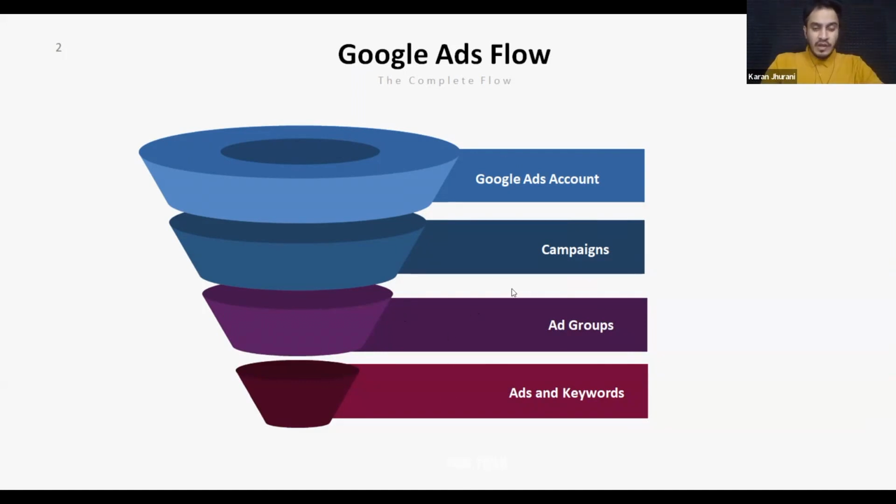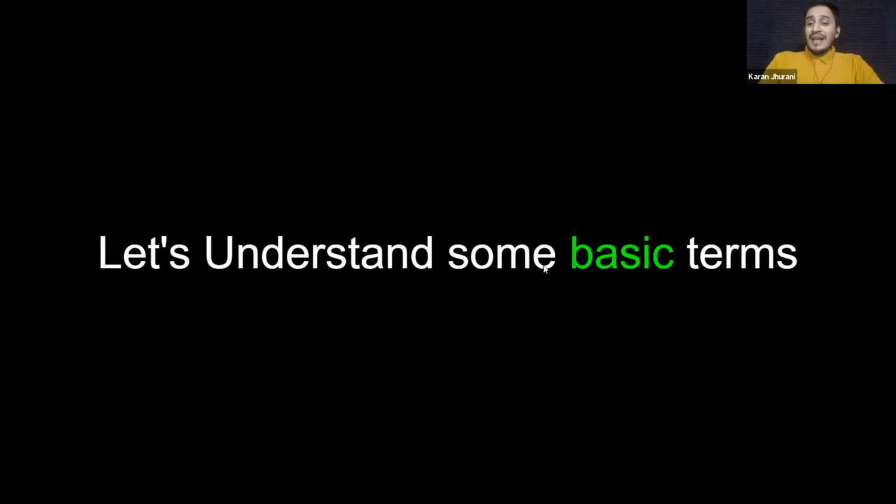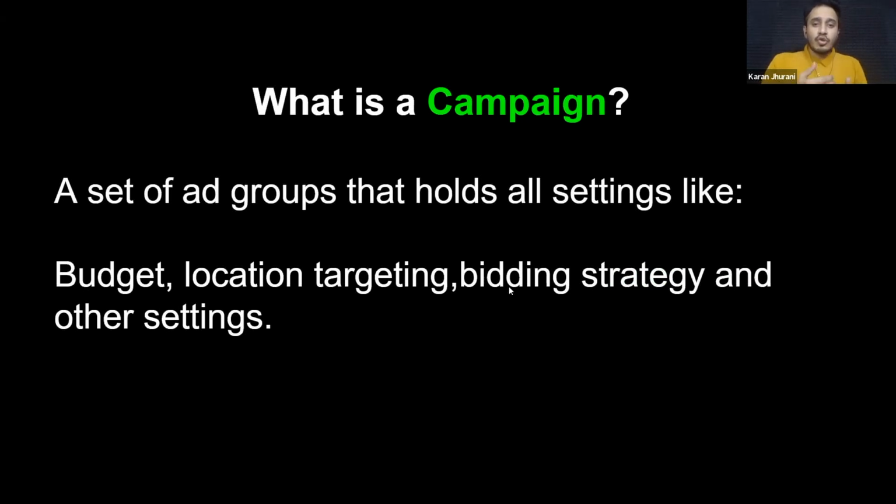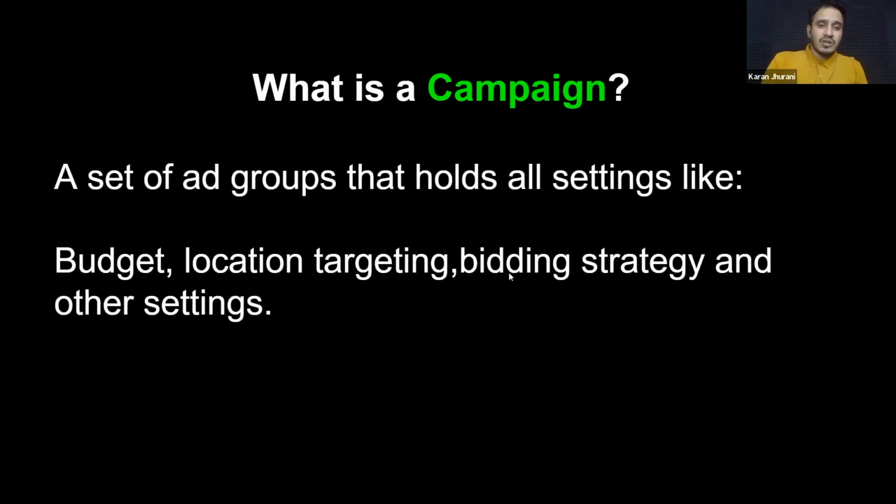Right, perfect. So let us understand some basic terminology before we go ahead and understand the research. The very first thing, as we discussed, is the campaign. A campaign is nothing but something which holds all these things, right? It holds all the settings like budget, location targeting, bidding strategy, and a lot of other settings that you will be giving on a campaign level.